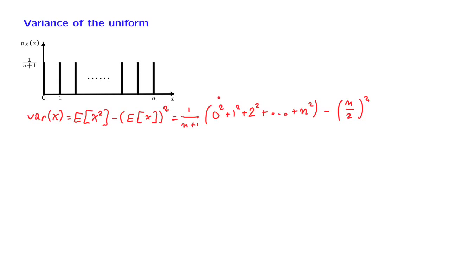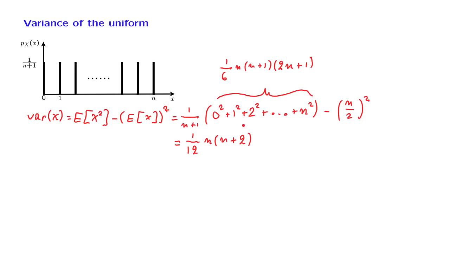Now, to make progress here, we need to evaluate this sum. Fortunately, this has been done by others, and it turns out to be equal to 1 over 6 times n times n plus 1 times 2n plus 1. This formula can be proved by induction, but we will just take it for granted. Using this formula, and after a little bit of simple algebra, and after we simplify, we obtain a final answer which is of the form 1 over 12 times n times n plus 2.